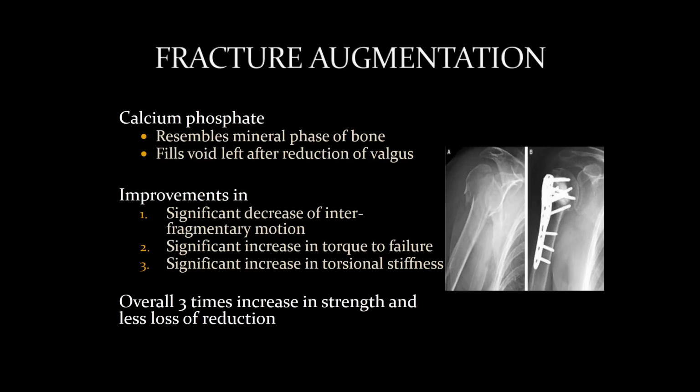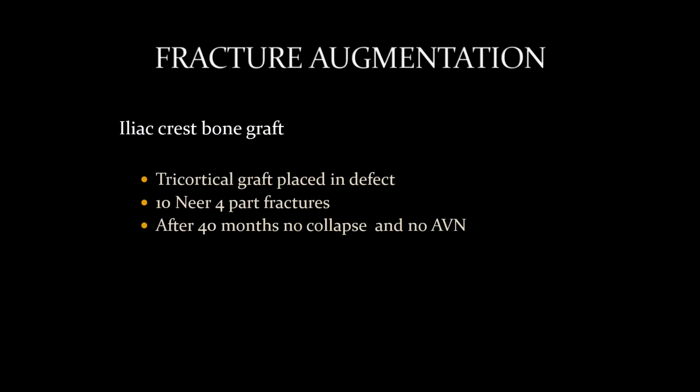If you look at calcium phosphate, the reason we use this is that it resembles the bone mineral phase of bone. It fills the void left after a valgus collapse. And again, there are studies to show that there's significant decrease of the motion there. And overall, you can expect a 3 times increase in strength and less loss of reduction if you use this. Iliac crest graft is a tricortical graft placed in the fracture, and again after 4 months they found that there were good results with this.